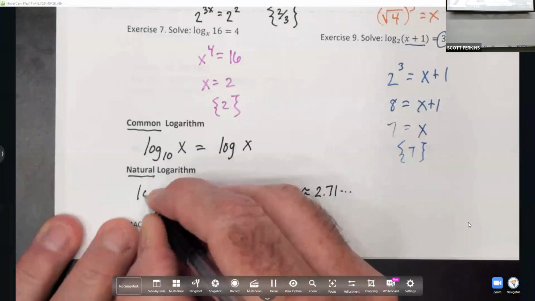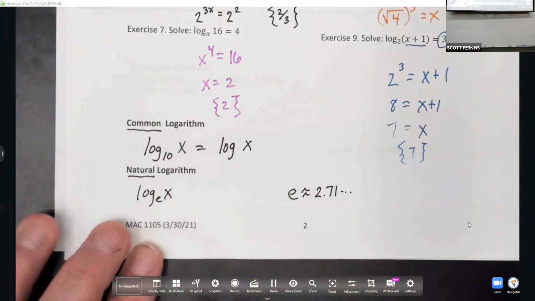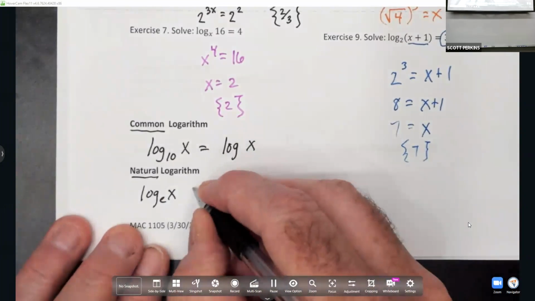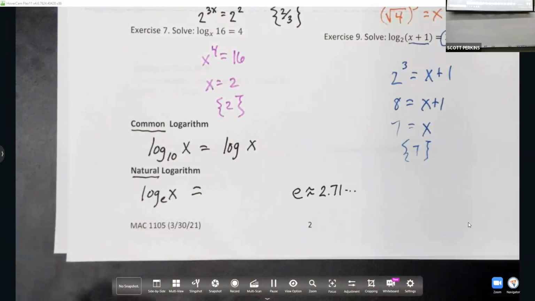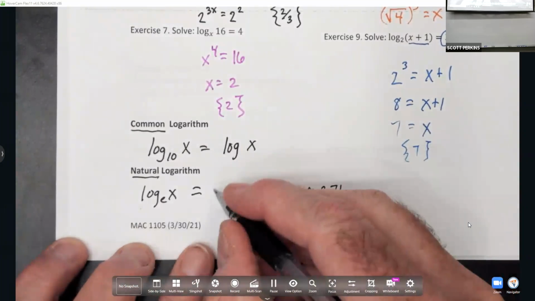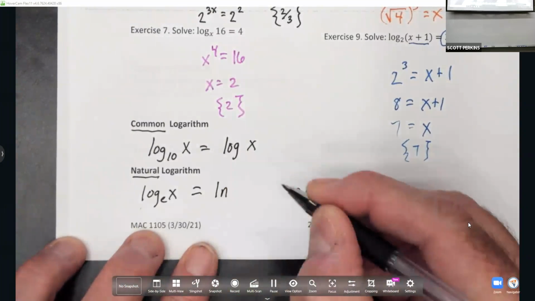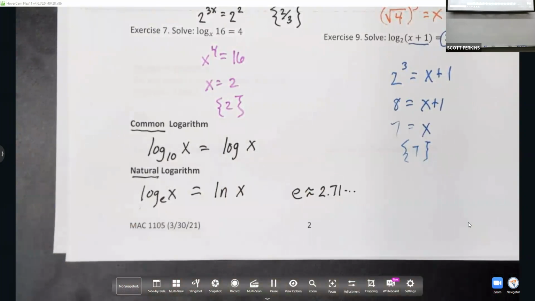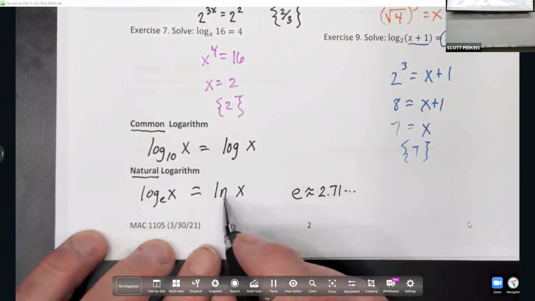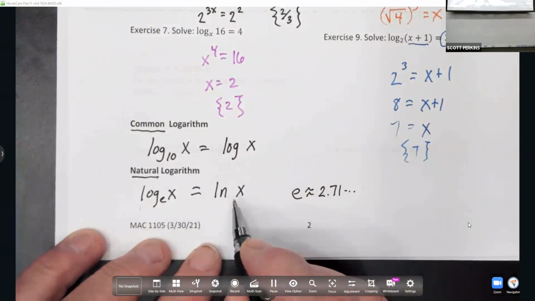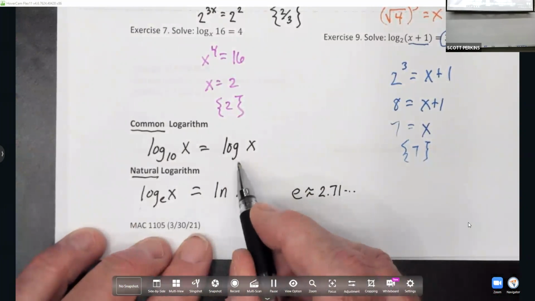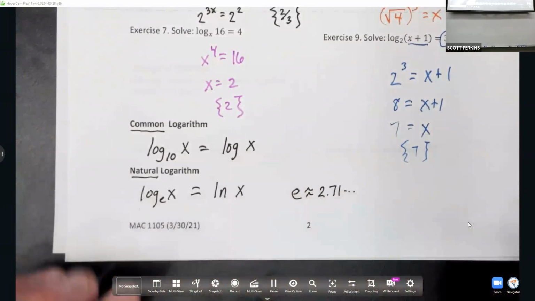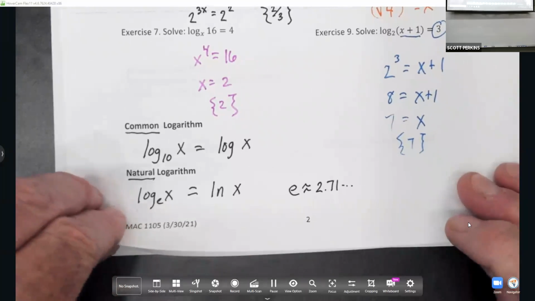The natural log is the log base e of x. And what you will commonly see on calculators or in writings or wherever you're reading this is, instead of using log base e of x, you'll see ln for natural log. So when you see an ln, you can assume that the base is e. When you see a log with no base, you can assume the base is 10. I just wanted to mention that so as you're doing problems.